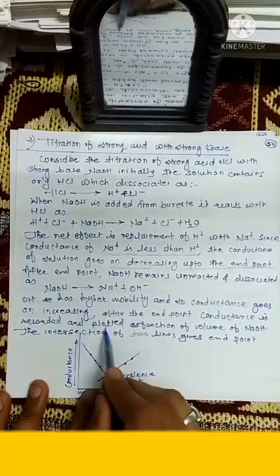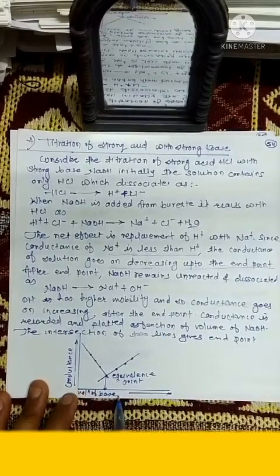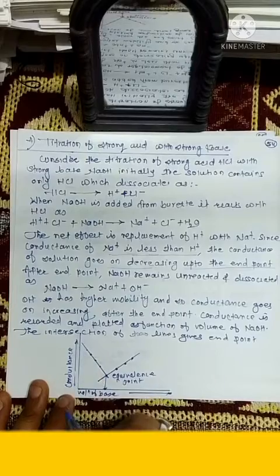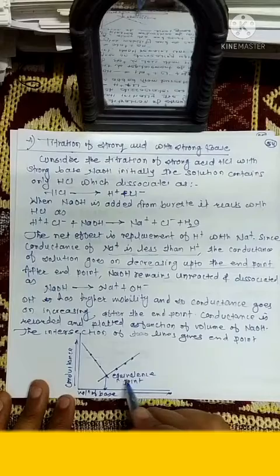Conductance is recorded and plotted as a function of volume of NaOH. On the x-axis the volume of NaOH is plotted, and on the y-axis conductance is plotted. The intersection of these two lines gives you the equivalence point.